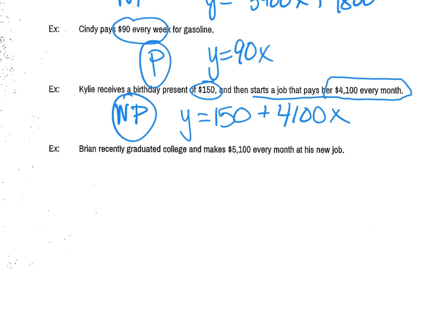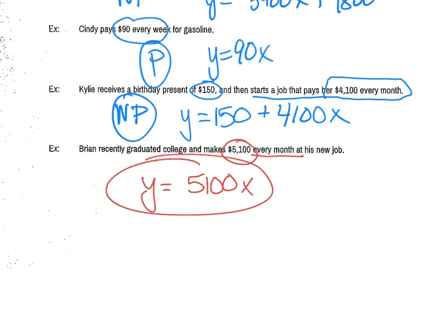And then Brian recently graduated college and makes $5,100 every month at his new job. Is there any extra he's getting paid up front no matter what? No, it's just $5,100 every month.